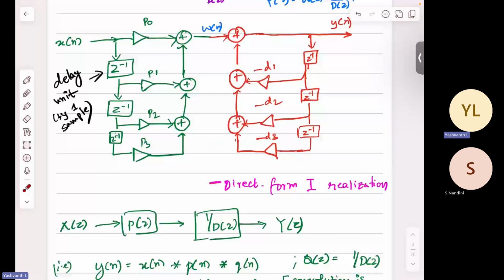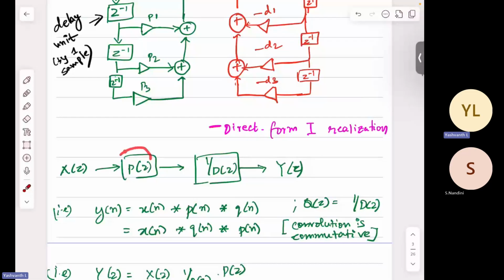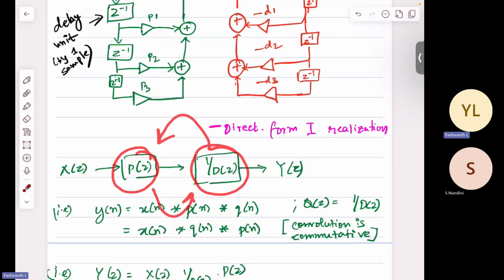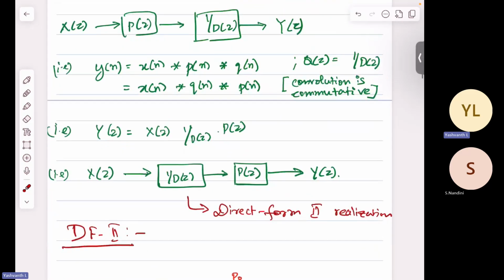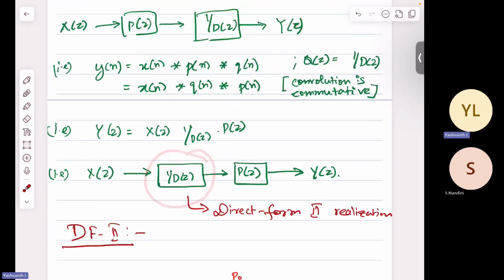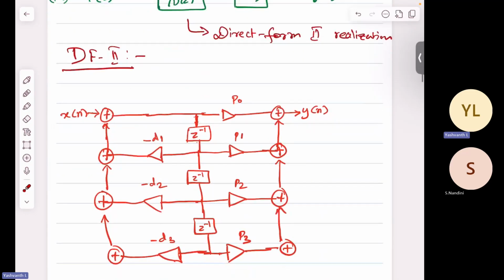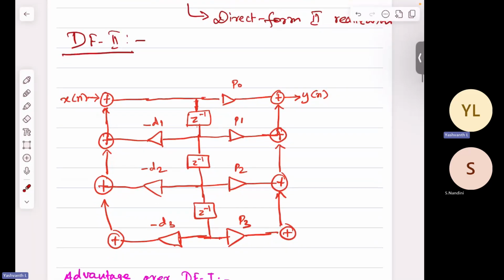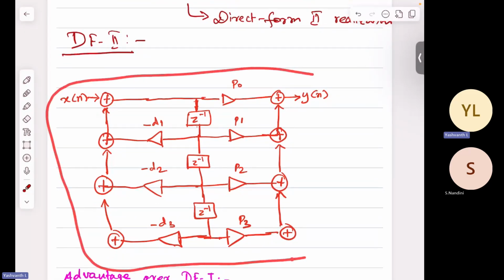Now, what is direct form 2? What you do is very simple. Instead of passing it through P of Z first and then through 1 by D of Z, you flip it because of the commutative property of convolution. That is, you first pass it through 1 by D of Z and then pass it through a system with the transfer function P of Z and get the Y of Z output. If you do that, you can simplify your representation, and that is what is given by this figure here.